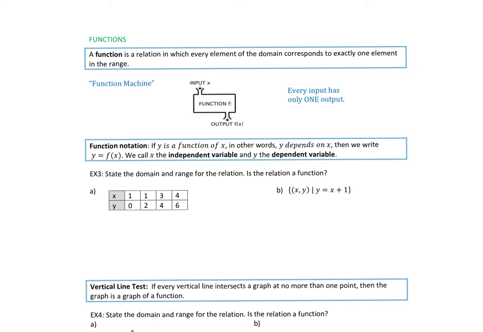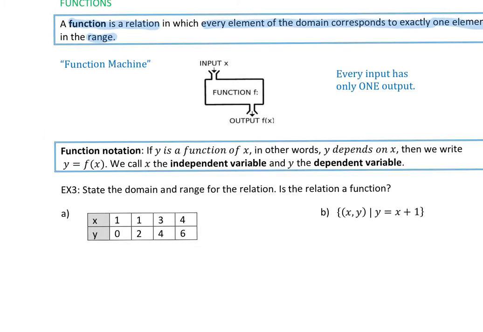So moving on, we're going to talk about what a function is. And a function is just a special type of relation. If we look at the definition here, we see that a function is a relation, but it's a very special relation, so that every element in the domain corresponds to exactly one element in the range. Well, that's a little bit difficult to understand. Let's just look at this diagram of what we call a function machine.